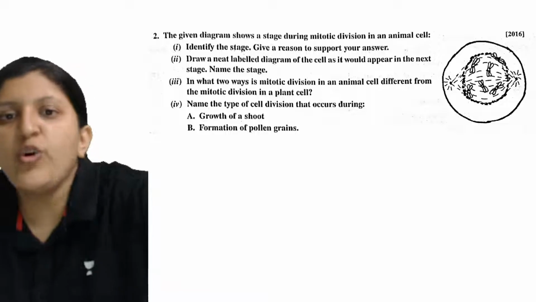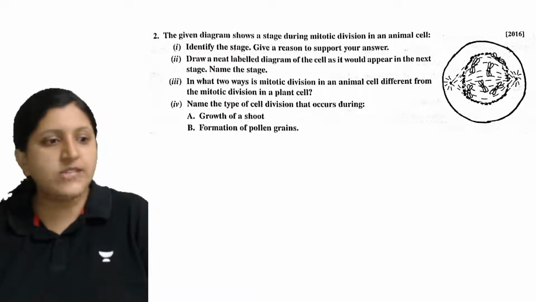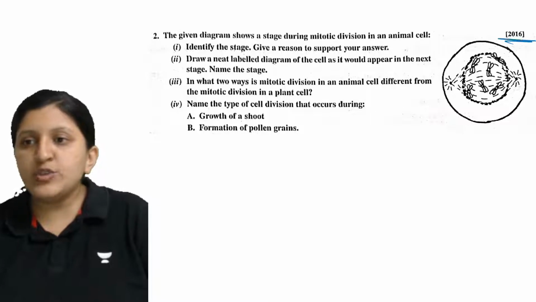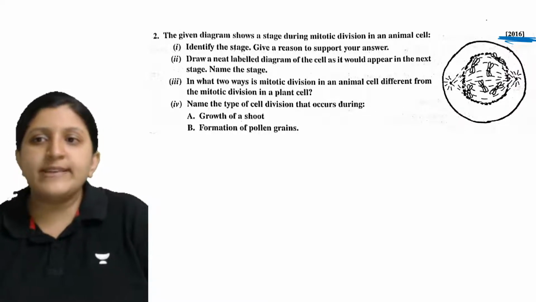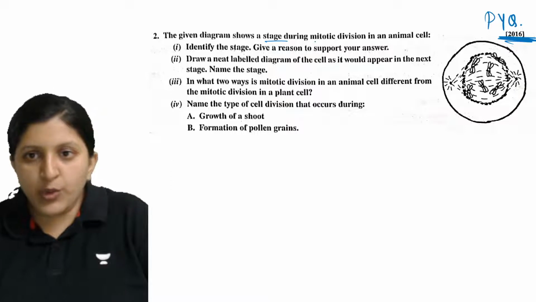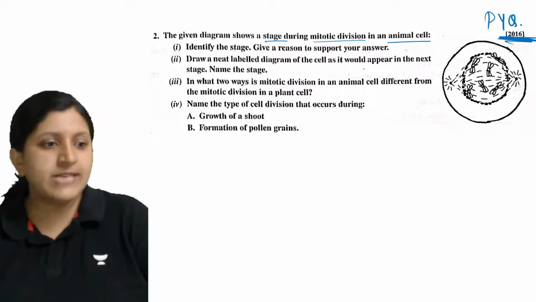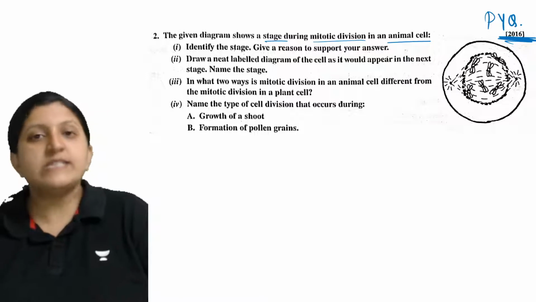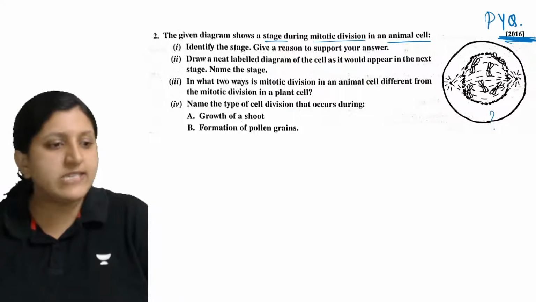Okay, so the given diagram shows a stage. Now this question was asked in the year 2016. So this is again a previous year question itself. The given diagram shows a stage during the mitotic cell division, that is in an animal cell. So this is occurring where? This is in an animal cell. So identify this stage. So what is this stage?